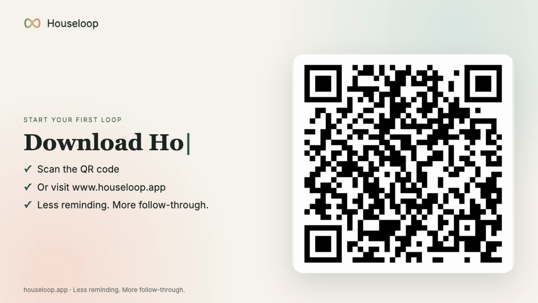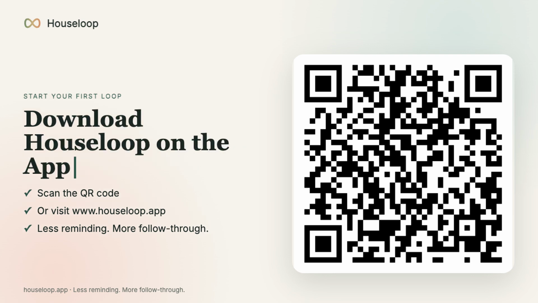You are ready to start with one real household loop. Download Houseloop on the App Store by scanning the QR code, or visit www.houseloop.app. Add one grocery item, baby care log, invitation, or reminder that normally lives in your head. Give it a clear owner and let Houseloop show the follow-through.